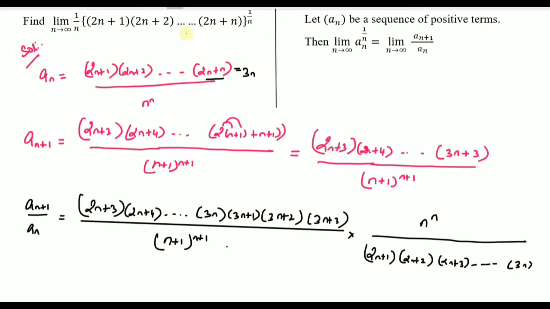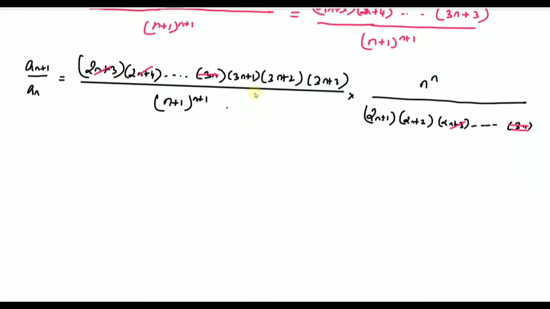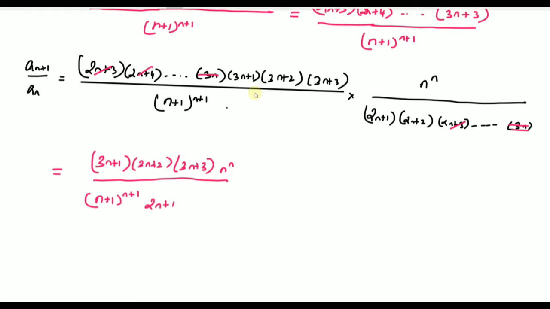Next we cancel the common terms: 2n+3, 2n+4, up to 3n. Therefore the remaining terms are (3n+1)(3n+2)(3n+3) times n to the power n, the whole divided by, in the denominator, the remaining term (n+1) to the power n+1 times (2n+1)(2n+2).